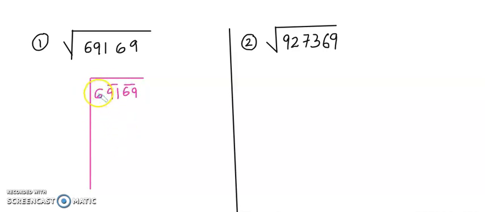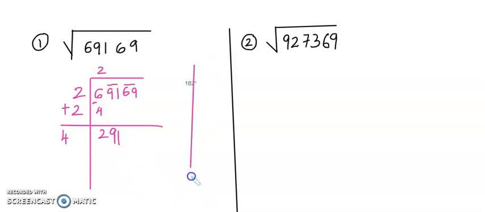Now what is the number we see here? 6. The nearest smallest perfect square. Yes, it's 4. So 2 twos are 4. Okay, so we subtract, we get a 2 here. What we have to do here, we add the 2, so we get 4. Now bring down 9 and 1, correct? Now what we have to do, we have to find the nearest number, not a perfect but the nearest number to 291. How do we do it?